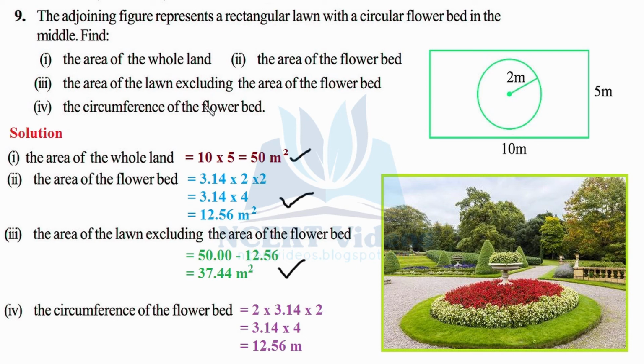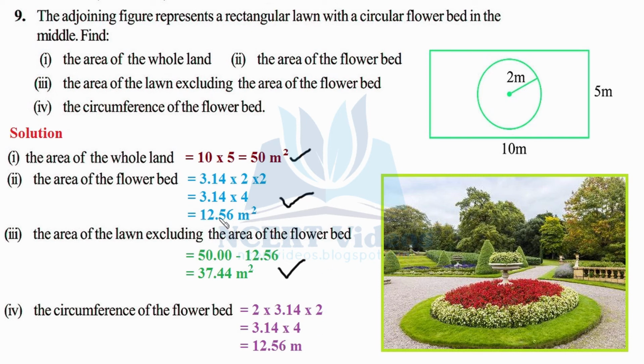Now, the circumference of the flower bed. Circumference is the boundary, not the area enclosed within the figure. So the circumference of a circle is 2 pi r. So 2 into pi, which is 3.14, r is 2. Now why haven't we taken 22 over 7? Because in the previous question we were asked to use 3.14, therefore we are taking the same. And also if you take 22 over 7, then the calculations will become tough. So 2 into 2 is 4, 3.14 as it is, solve it here itself. Or if you remember, we have the same calculations here.